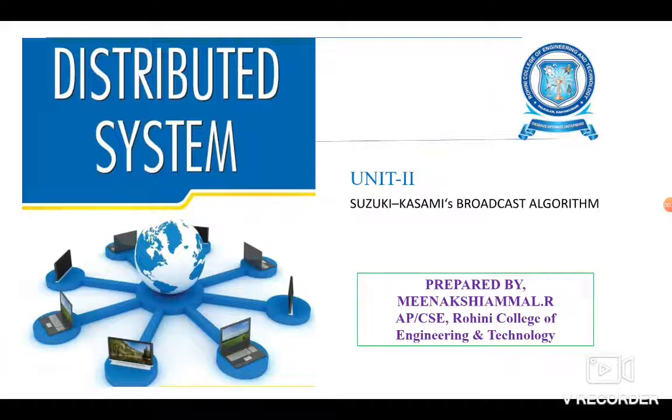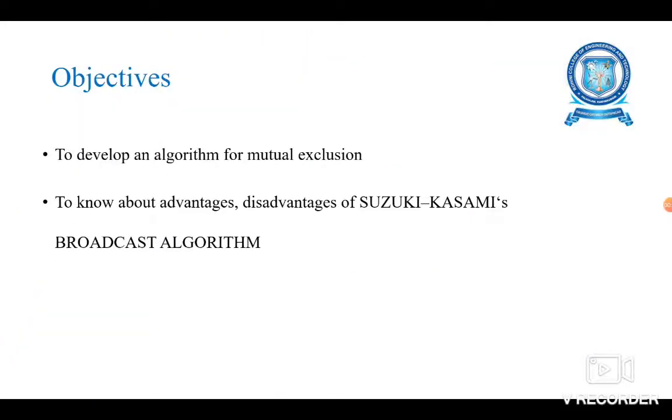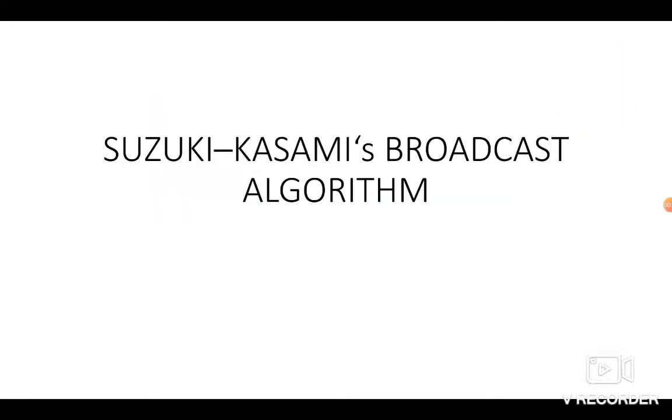Last class we discussed the Lamport algorithm, the Ricart-Agrawala algorithm, etc. In this class we are going to discuss another distributed mutual exclusion algorithm, named the Suzuki-Kasami Broadcast algorithm. These are the objectives of this presentation. It is one of the distributed mutual exclusion algorithms, and we are going to discuss the Suzuki-Kasami Broadcast algorithm's advantages and disadvantages.